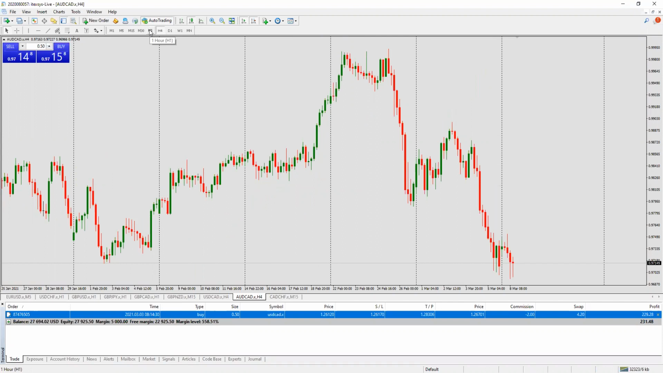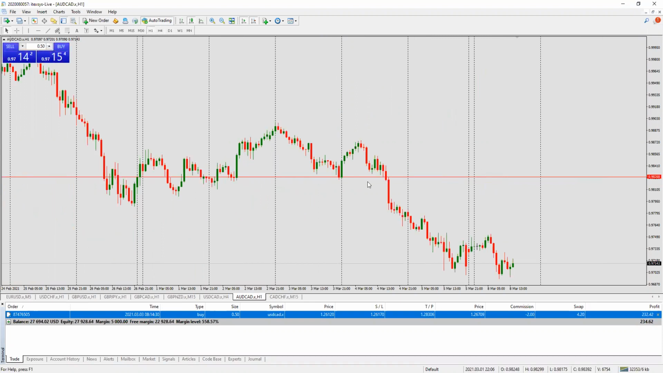Now, this is the 4H time frame. According to this chart, I can mark this level, at least from what I see now. Go to the 1H time frame. I can still stay focused on this level.